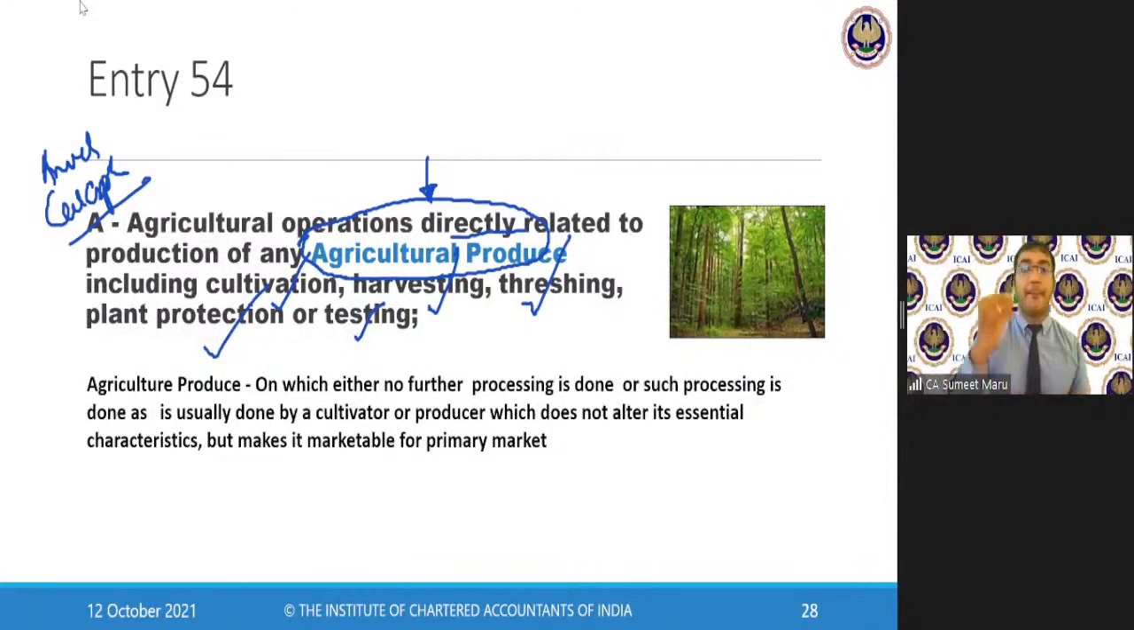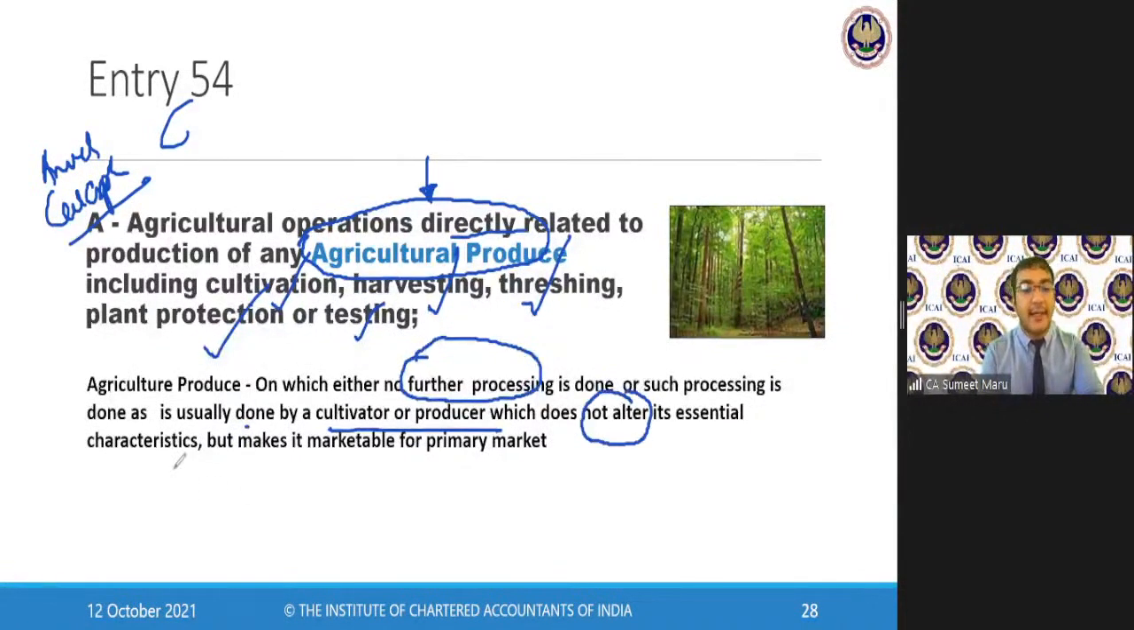What is agriculture produce? Most interesting thing here. Let's first read the definition given here in your books. Agriculture produce on which either, please pay attention to the wordings, no further processing is done or such processing is usually done by the cultivator or producer, which does not alter its essential characteristics but makes it marketable for the primary market. Please read it once again at your end and try to analyze it.